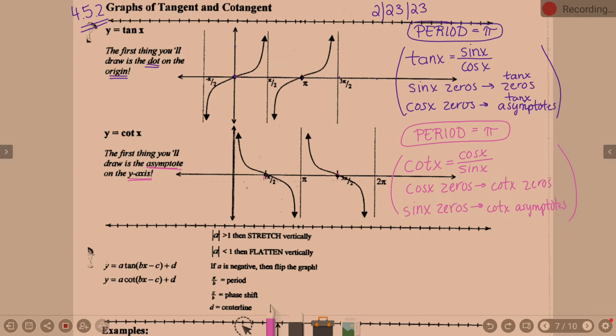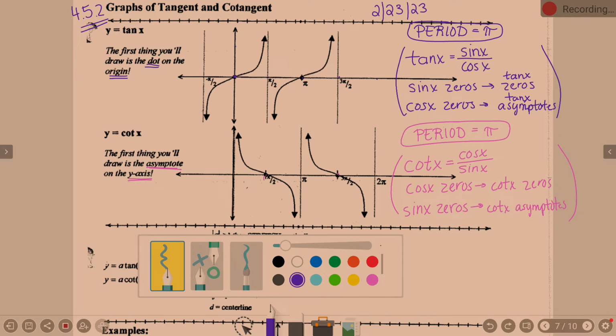We're going to flatten it. Okay? If A is negative, it's still going to be a reflection. Now, what's a reflection going to do? For instance, tangent that was increasing, if you reflect it, it's now going to be decreasing. It's going to look like a cotangent curve, but still have a tangent location. Okay? Big change.